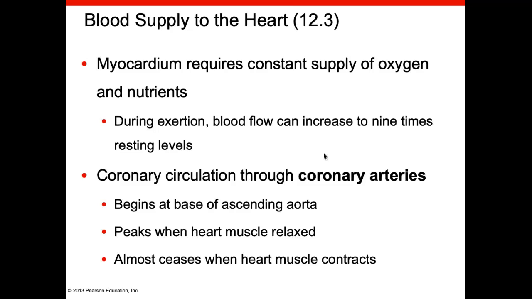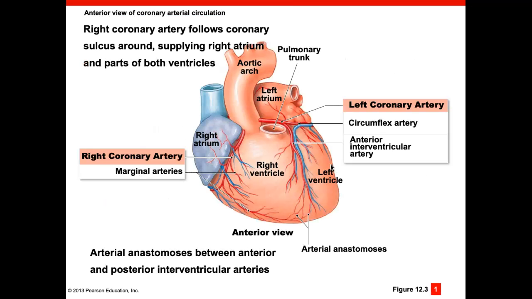And that's what this is talking about. The myocardium requires constant supply of oxygen and nutrients, and so that blood flow has to be quite rapid during exertion, and that blood flow is going to leave from the aorta. Right at the base of the aorta are 2 small openings for the coronary arteries. There's the left and right coronary artery.